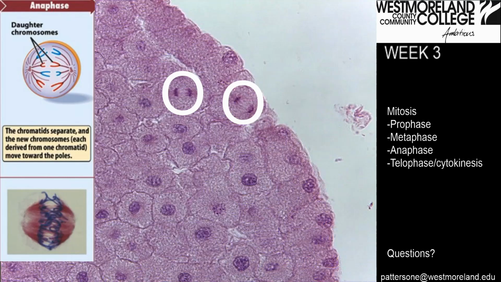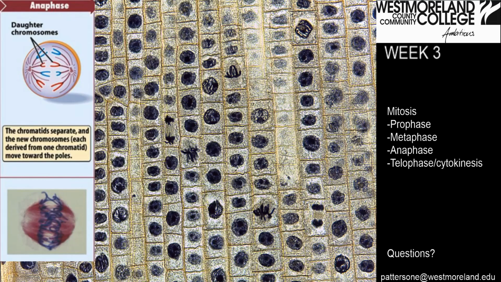And you can see both examples. We can clearly see the chromosomes pulling away from them. There is a definite gap in space, and they are moving towards the opposite polar ends. Looking at the onion cell, or the plant cells, we can also see two examples of anaphase on this slide. Are you able to find them?